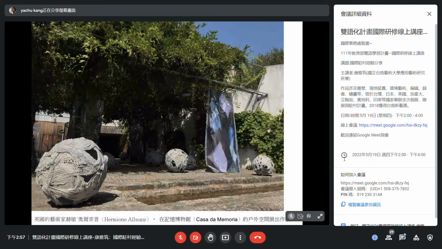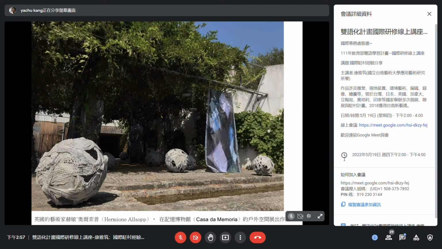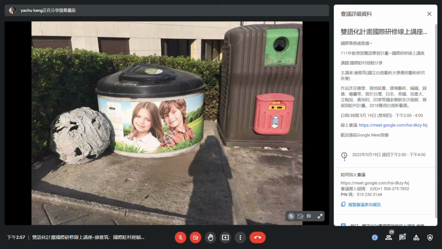And this is her final presentation. Not just in this location, she also installed some of her bowls in the city. For example, this bowl is next to the recycle bin. And every day, every morning, someone always pushes her bowl next to this garbage bin.